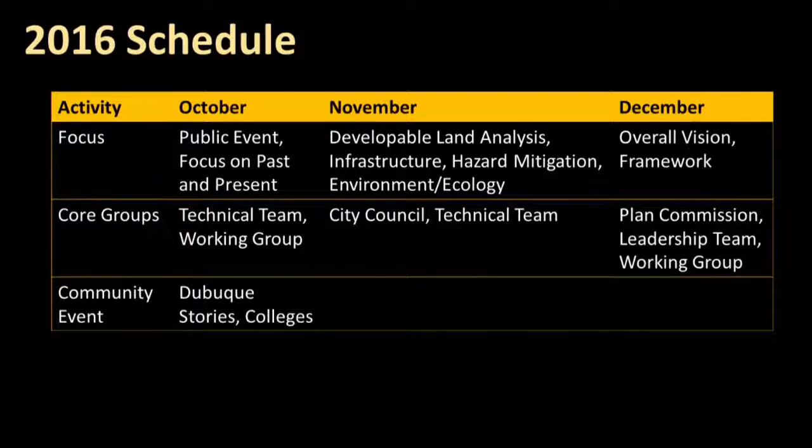In October, we're looking at a focus on the past and present, looking to gather Dubuque stories, and also reaching out tentatively to the colleges. We'll mention that although there are only some of the months showing community events, it is our intent to continue to work through the calendar of events in this community and confirm specific events as we move along. In November, when we have an update scheduled with the City Council, the focus would be on developable land, infrastructure, hazard mitigation, and environmental and ecological integrity. In December, we'd begin work with the consultants on an overall vision and framework, again with the Planning Commission and some working groups.